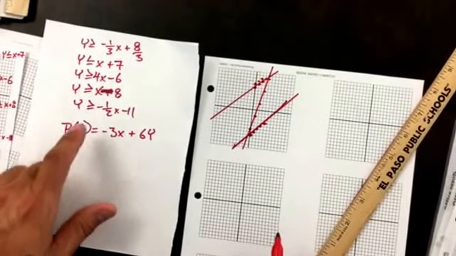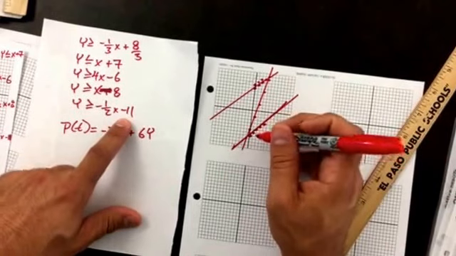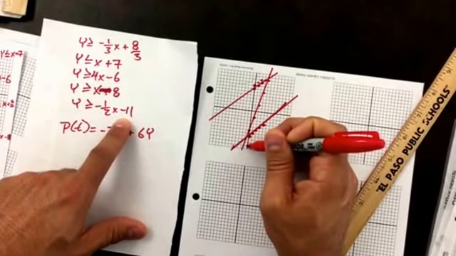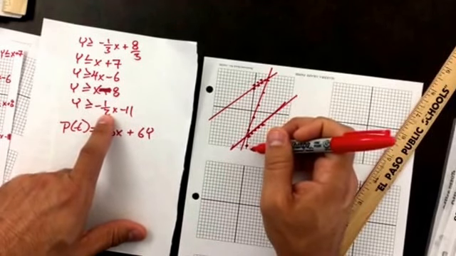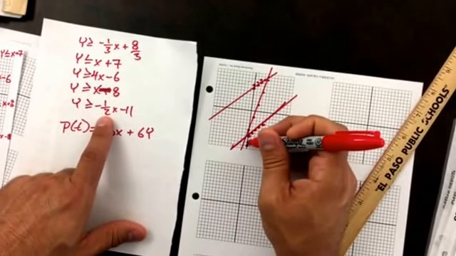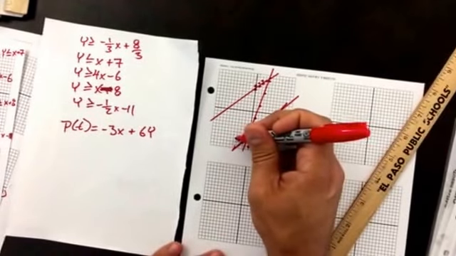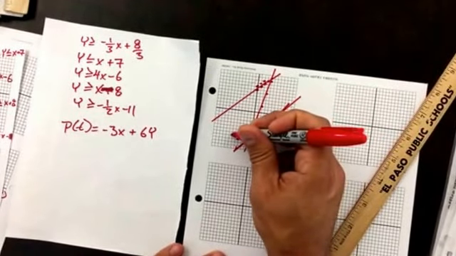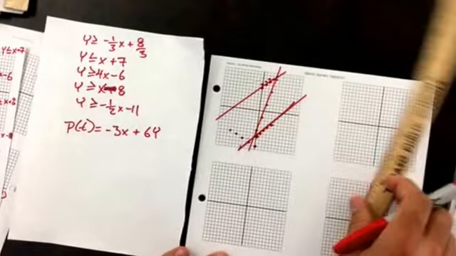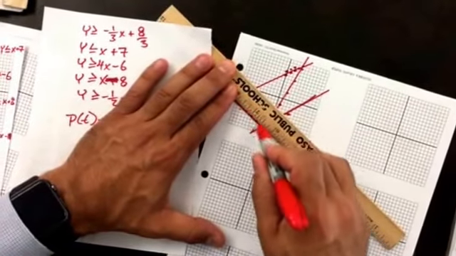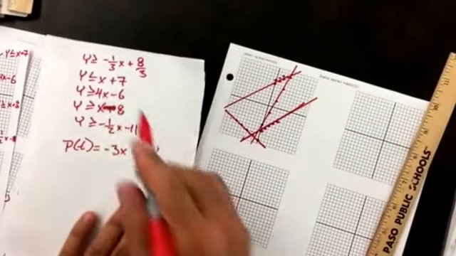The next one has a y-intercept of -11. That was 8, 9, 10, 11. A slope of -1/2, so I'm going to go up 1 to the left 2. I'm going to do it a couple times and connect them. And then I have to do this last one.